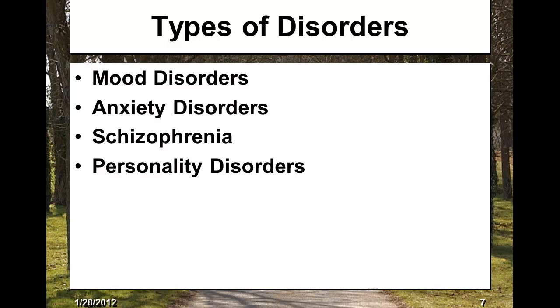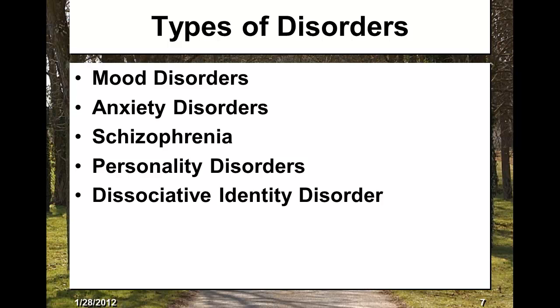Personality disorders is also a class of disorders, so for example, antisocial personality disorder. And then finally, dissociative identity disorder. This is what people often refer to as multiple personalities disorder. It's actually not a personality disorder, and it's not schizophrenia. It's its own kind of disorder called a dissociative disorder. This is not an exhaustive list of disorders, but these are the ones that the book focuses on and the ones that I want you to read about.